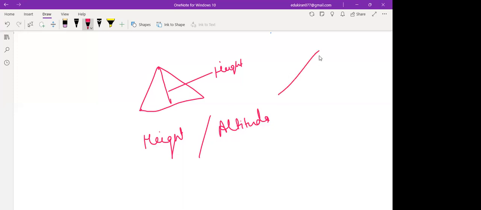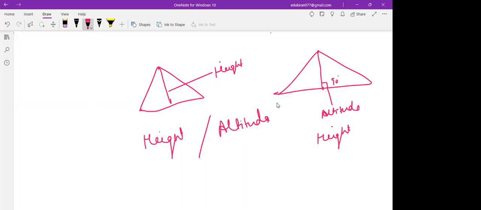If this is a triangle and this height is basically 90 degrees, then at this time you will not say this is height. You will say this is altitude. And if it is not 90 degrees, then you will say it is a height. I hope it's clear. Yes, ma'am, it's clear.